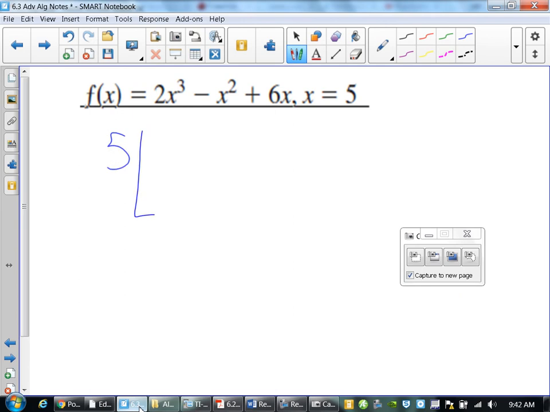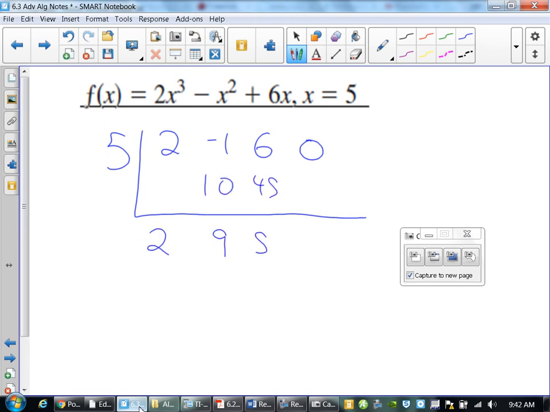5's on the outside. 2, negative 1, 6, and what do I put last? 0. Okay. Gotta have a placeholder. Keep in mind that whatever your degree is, you should always have degree plus 1 terms. Okay, degree plus 1 terms. Don't drop the 2. 10, 9, 45, 54, 270, 54. Yeah, it's hard.